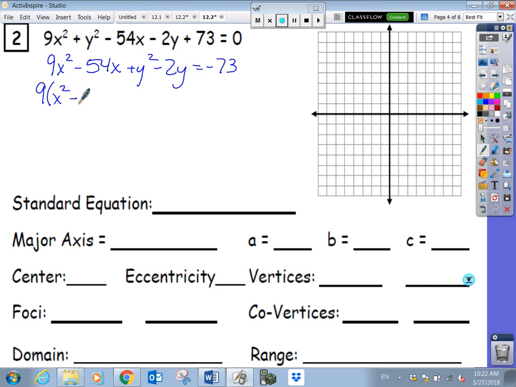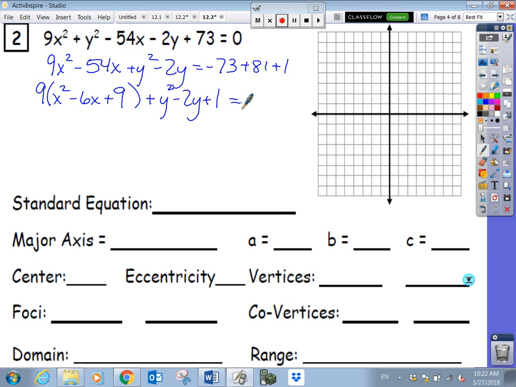So x squared minus 6x. Half of -6 is -3, 3 squared is 9, so add 9. Since we factored out a 9, we have to multiply 9 times 9 before we add it to the other side. Then what's nice about this, we don't have to factor anything out for the y's, so that makes it a little bit easier. Half of 2 is 1, 1 squared is 1. If we add 1 to the left, we have to add 1 to the right.